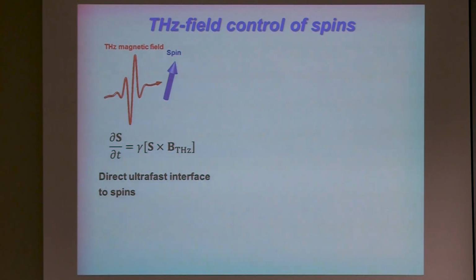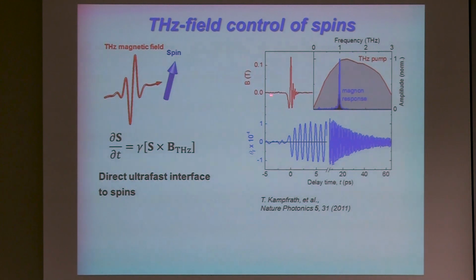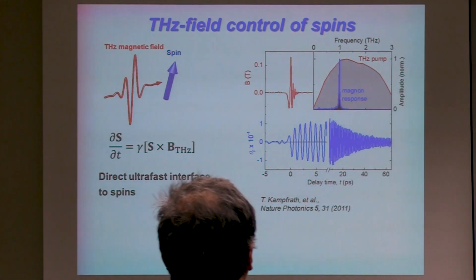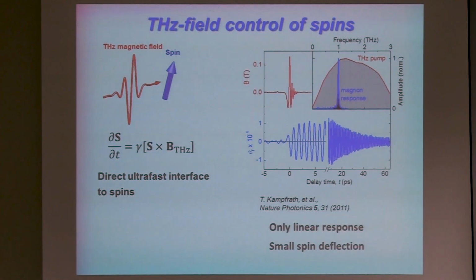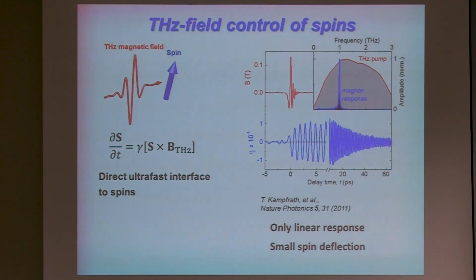Indeed, it can simply exert a torque due to the Zeeman effect. In this way, it was demonstrated that a very short pulse of the terahertz magnetic field, which can reach 0.1 Tesla, can drive coherent oscillations in the archetypical antiferromagnet nickel oxide. However, here only a linear response was observed, which also implied rather small spin deflection, while practical applications such as spin switching would call for the distinctly nonlinear regime.